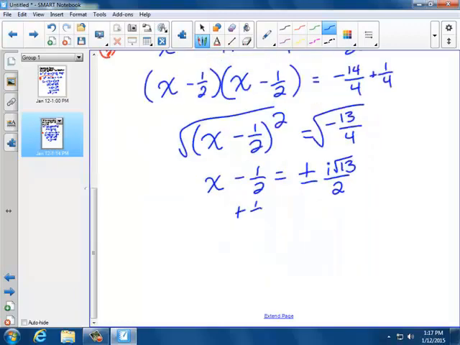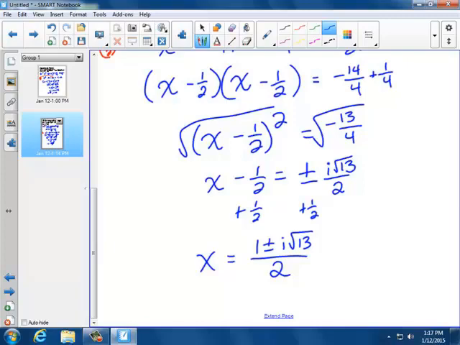Okay, so now I have to add a half to both sides. X equals. Now I have a common denominator, so on top I have 1 plus or minus i square root of 13, and then that's divided by 2. Since common denominator, just put the whole thing over 2. And that is my answer. It looks a little funny, but that is my answer.